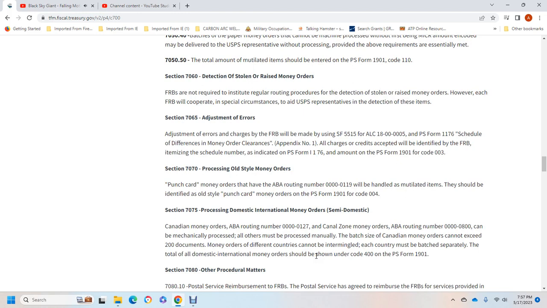7075, processing domestic and international money orders. Some of the domestic, Canadian, and Canal Zone money orders with the ABA routing can be mechanically processed. All others are processed with the batch. The batch size of the Canadian money orders cannot exceed 200 documents.